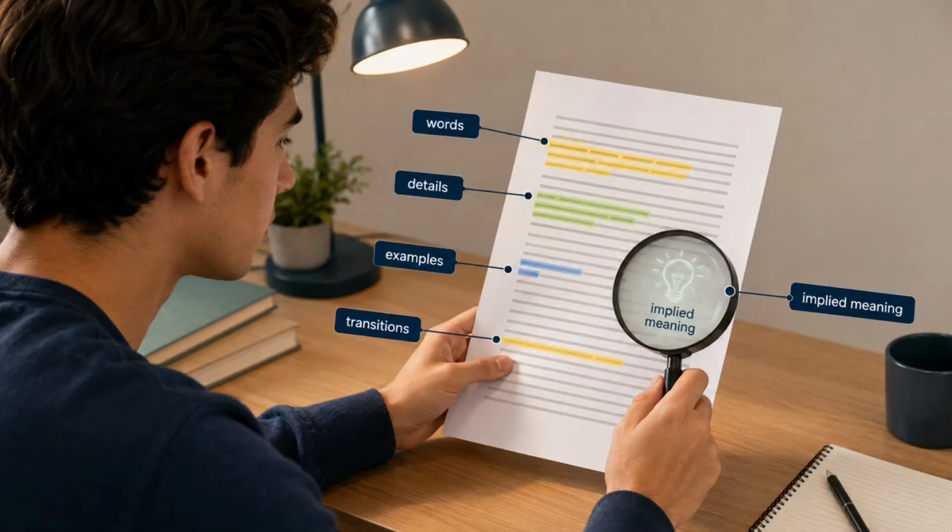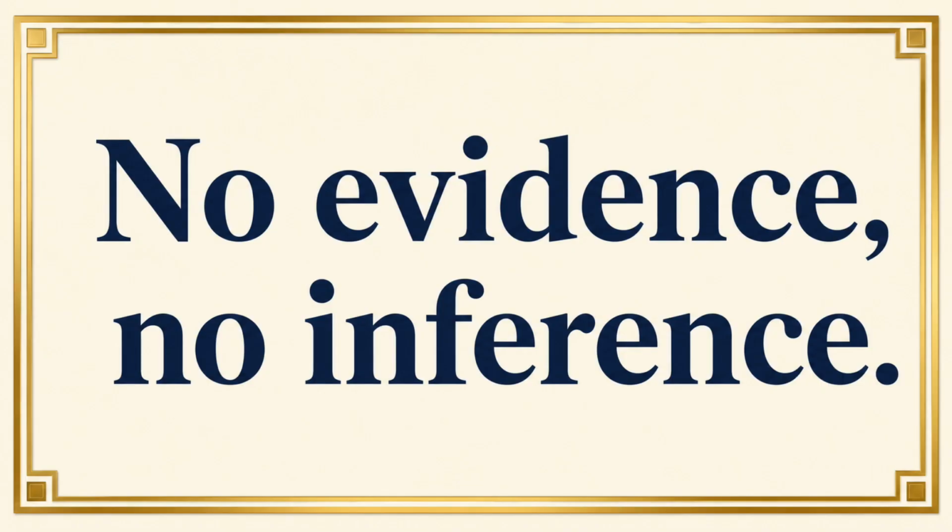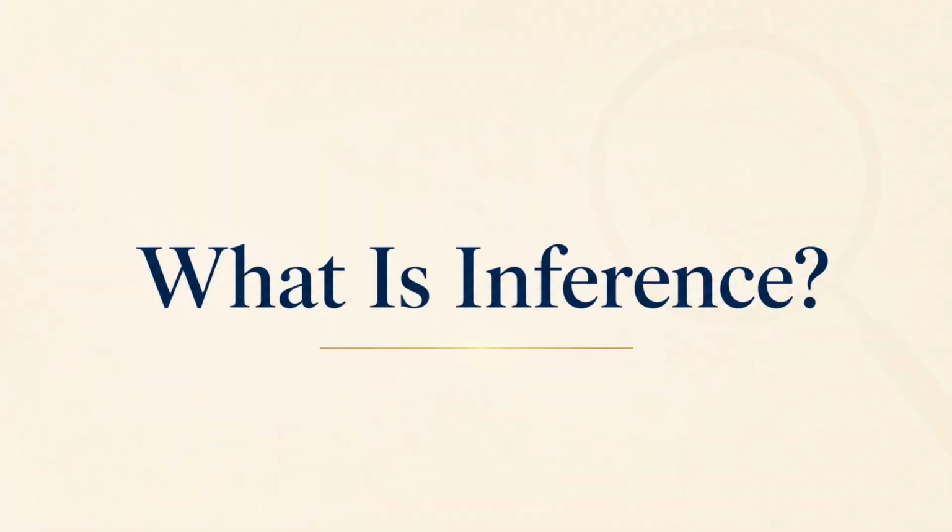When you read, the paragraph is the case. The words, details, examples, and transitions are the clues. Your job is to use those clues to understand what the author suggests but does not directly state. Here's the key idea for today's lesson. No evidence, no inference. If the text doesn't support your conclusion, then your conclusion is not a strong inference.